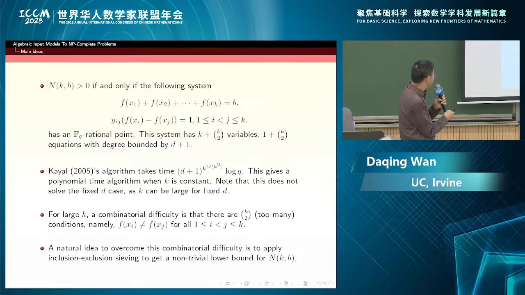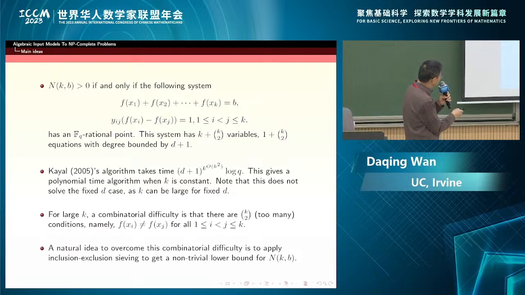In general, to compute the number of points is difficult. However, to determine if there is a rational point is somewhat easier. And to determine whether it has a rational point, there's an algorithm by Kaya which takes this much time. Basically, the degree raised to a double exponential in terms of k, times log q. So this will be a polynomial time algorithm in d log q if k is constant. So at least in some extreme cases, you have a polynomial time algorithm.